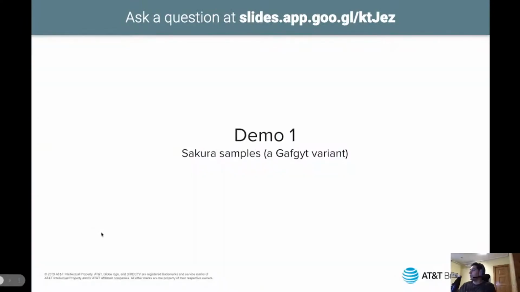And now I have prepared some demos. The first demo uses a Sakura sample set. Sakura is a Gafgyt variant. It's not particularly special or interesting or anything. It's just yet another Gafgyt variant. I chose it because it had debugging symbols, and also it was one of the first variants that I came across while I was developing this project.